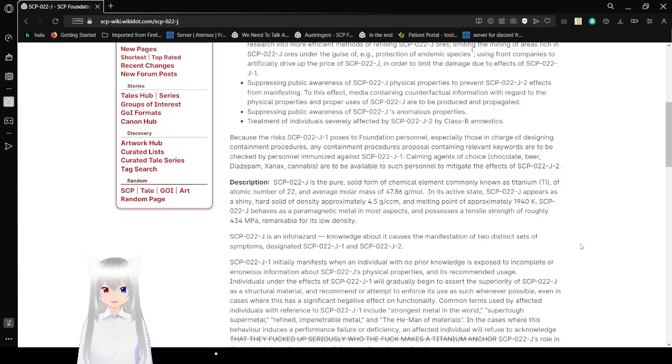Suppressing public awareness. Awareness of SCP-22J's anomalous properties. Treatment of individuals severely affected by SCP-22J by Class B amnestics. And yes, the J does mean that this is a joke SCP.